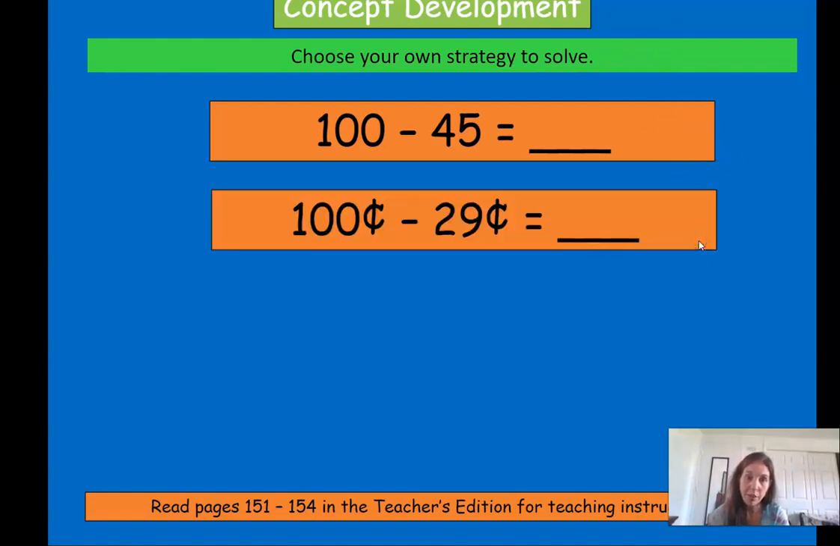Okay, pause this video if you need more time. But if you're ready, this is another way that we could solve this problem. 100 minus 29 cents. Again, you can use your own strategy to solve this problem.